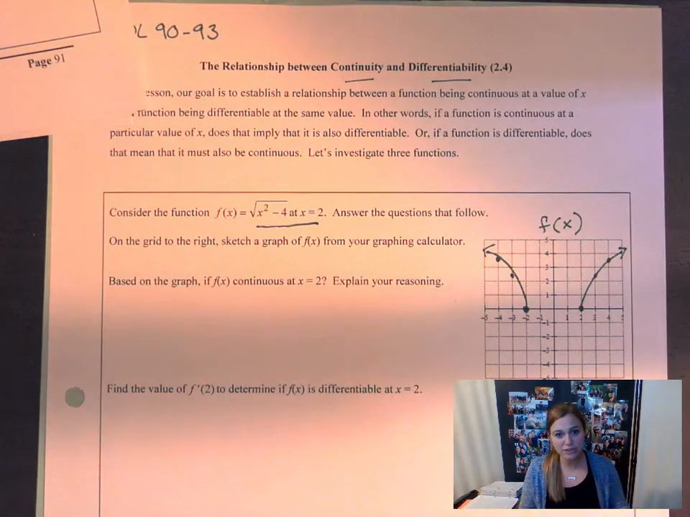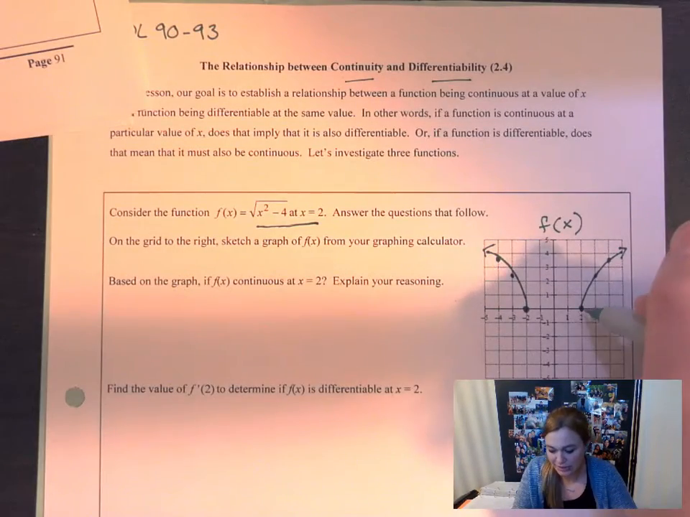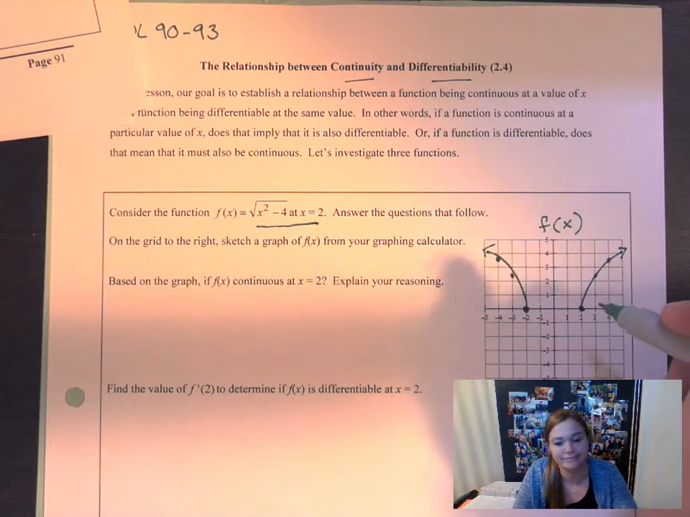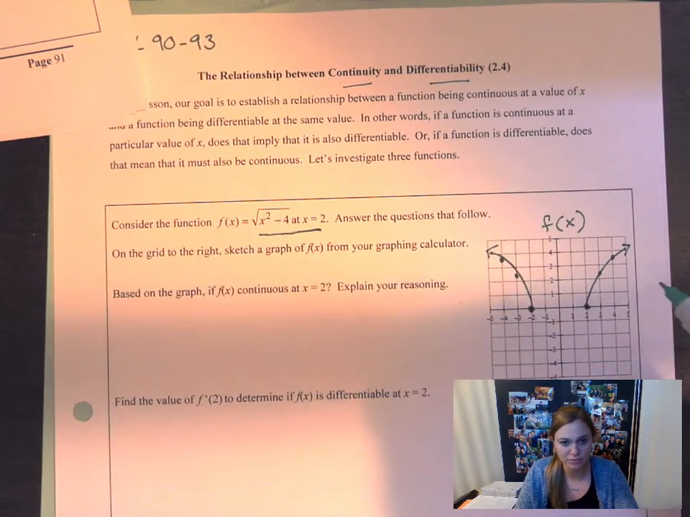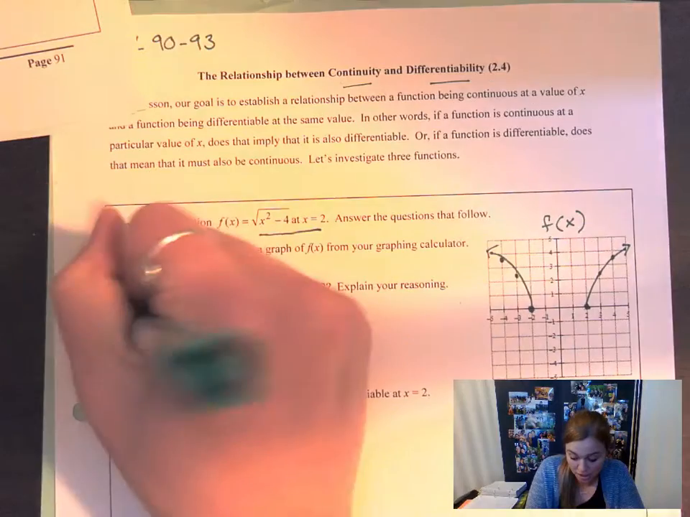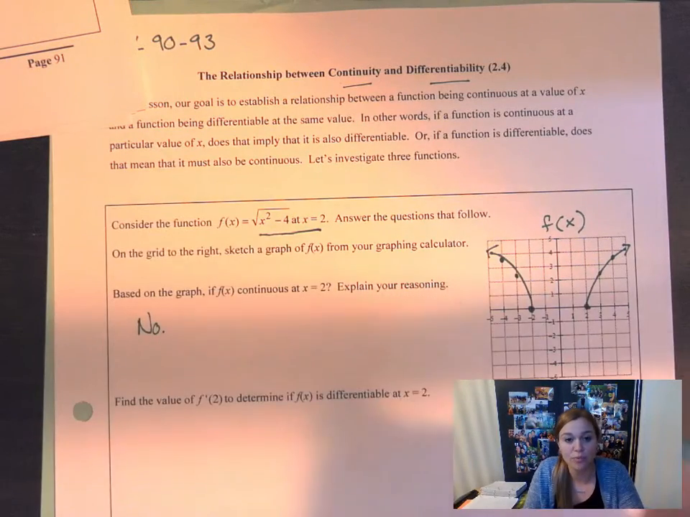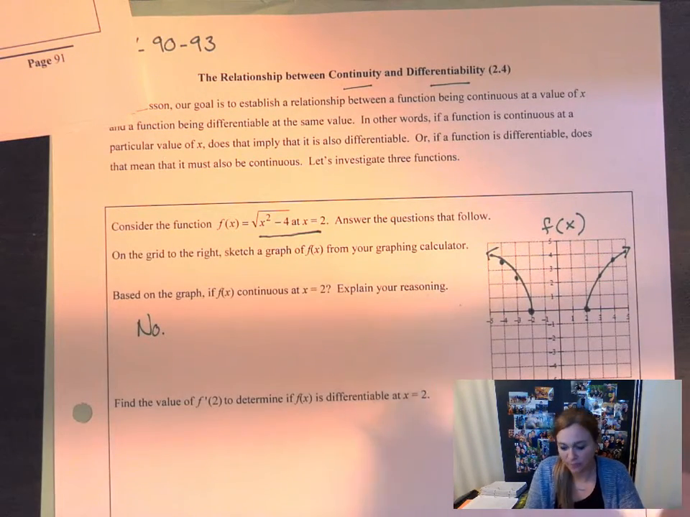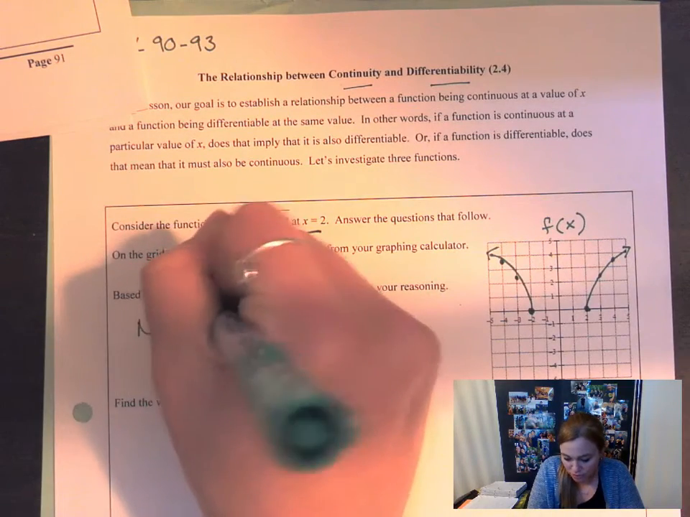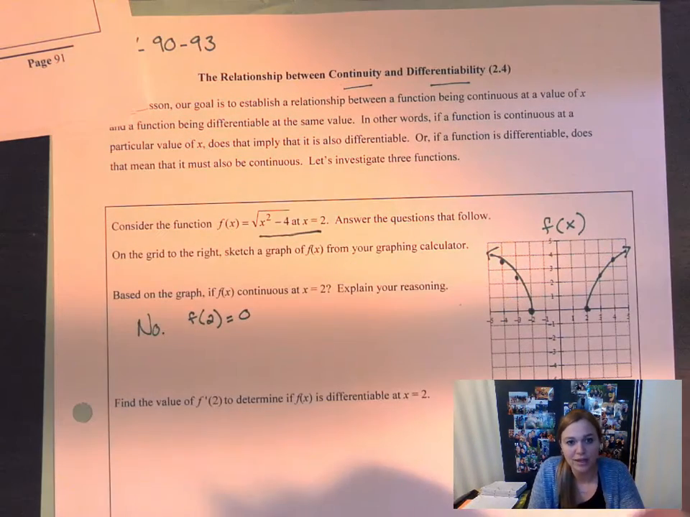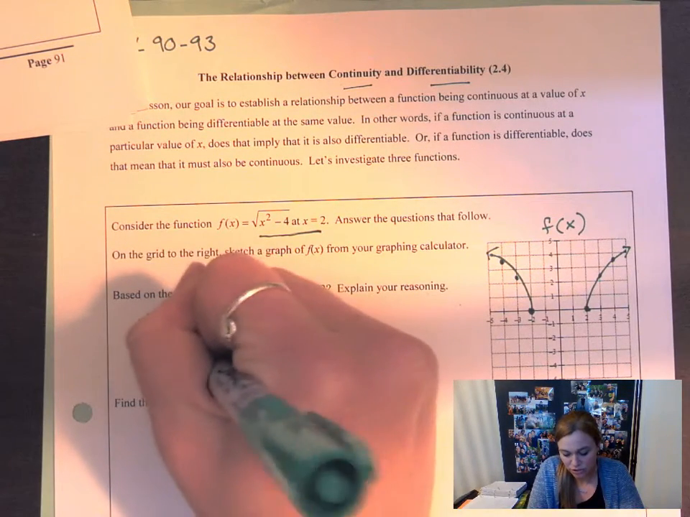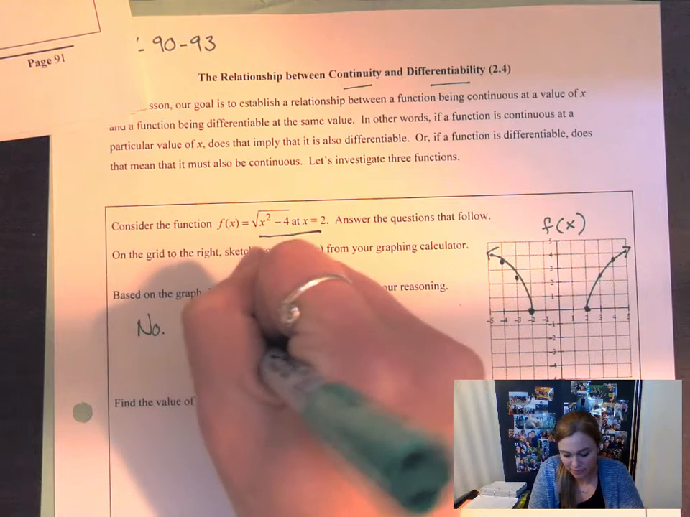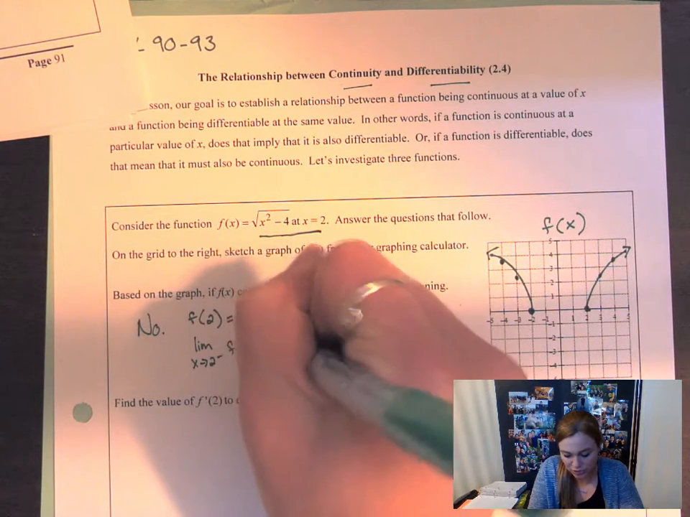Is this function f of x continuous at x equals 2? Not so much. I can see if I go a little bit to the left, the limit doesn't exist at all. So I'm going to say no. My justification has to be based on that three-part definition. f of 2, the function is defined, I get 0. But the next thing I check is, does the limit exist? Does the limit as x approaches 2 from the left of f of x equal the limit as x approaches 2 from the right?